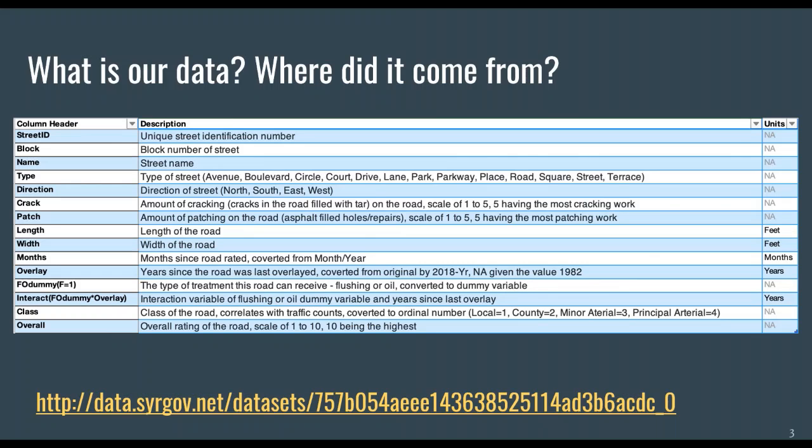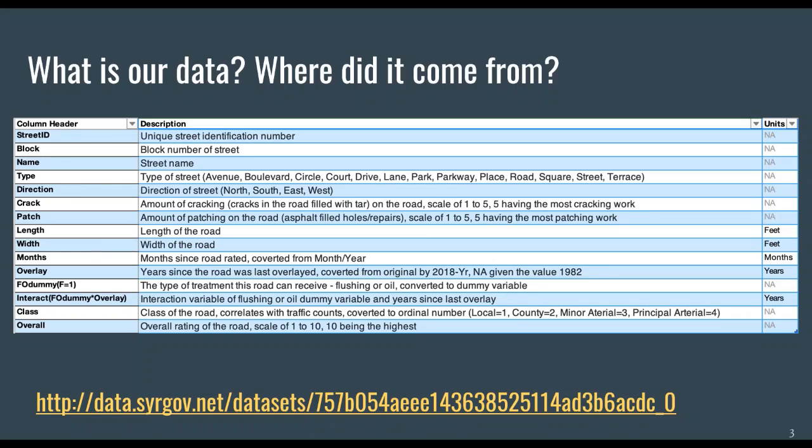So, all the different variable types we have in our data. Street ID is a unique identification number for each street in the data set. The block is the block number of the street in question. The name is the name of the street in question. The type, the avenue, boulevard, etc. The direction in which traffic flows on said street.